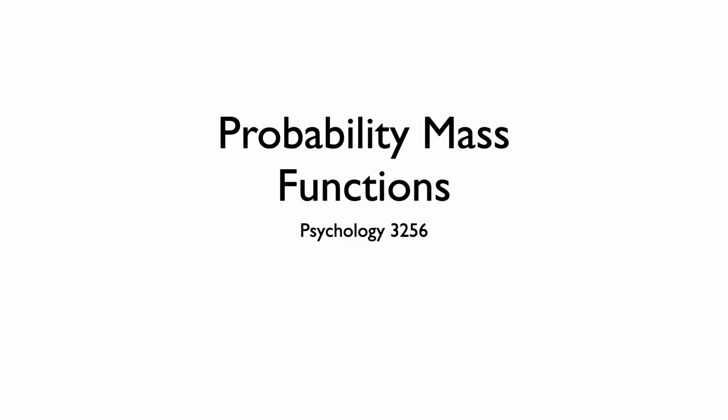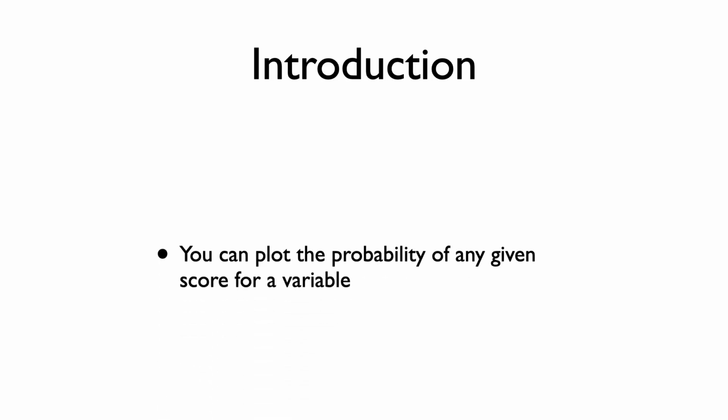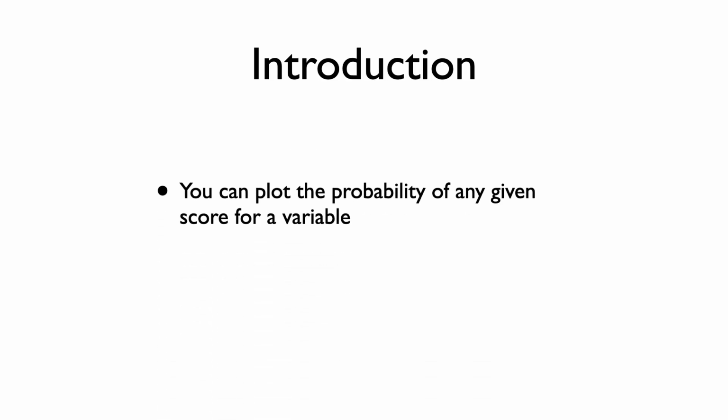Okay. So we're going to talk about probability mass functions. You can plot the probability of any given score for a variable. So remember, a variable is just some thing that can take a bunch of different values. It's a number that can take different values, right? So we can find the probability, perhaps, of getting a given score.